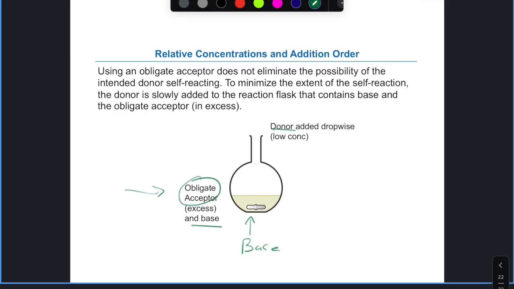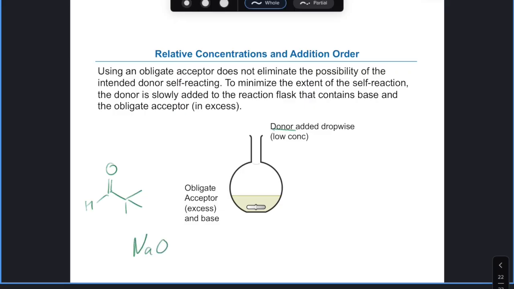So as an example, let's say in the bottom here I have an obligate acceptor. I chose something where the alpha center has no protons. I have only my methyls. This cannot make an enolate. At the bottom also, let's say I've got a whole bunch of sodium hydride, a stronger base, floating around in there. Sodium hydride is looking at the acceptor. They can't do anything with each other. They're safe. There's no reaction. It's just ready to go.